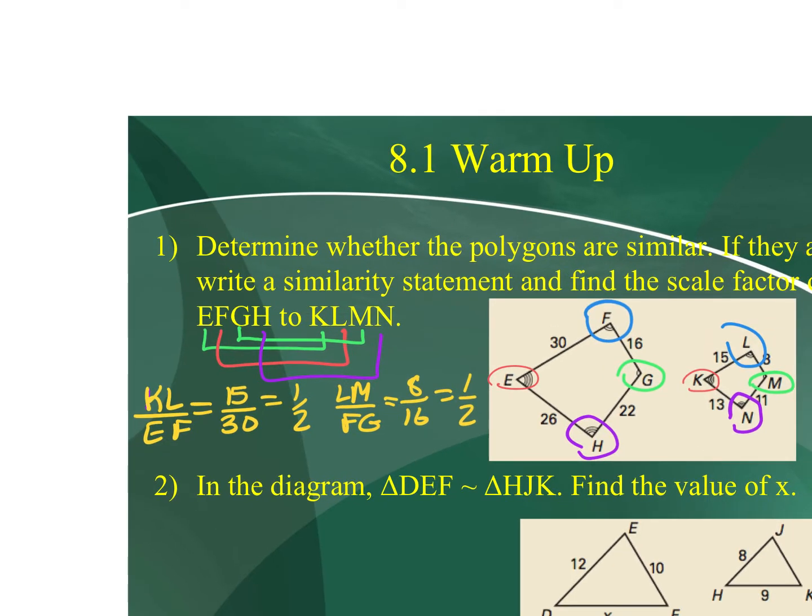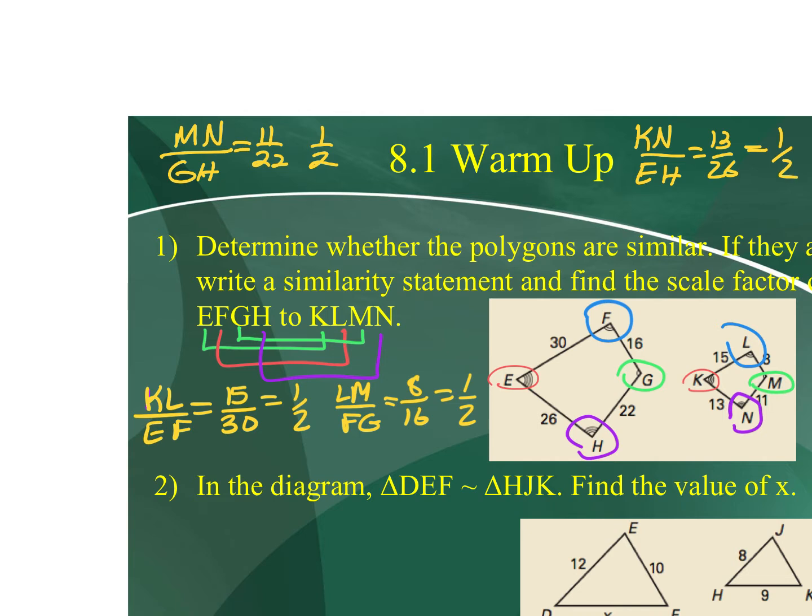Then I'm going to do the last two, MN over GH. MN is 11, GH is 22. 1/2 again. And then the last one, I'll go beginning to end. I'm going to go KN to EH, and that's 13 to 26. And again, simplifies to 1/2. 1/2 is my scale factor.